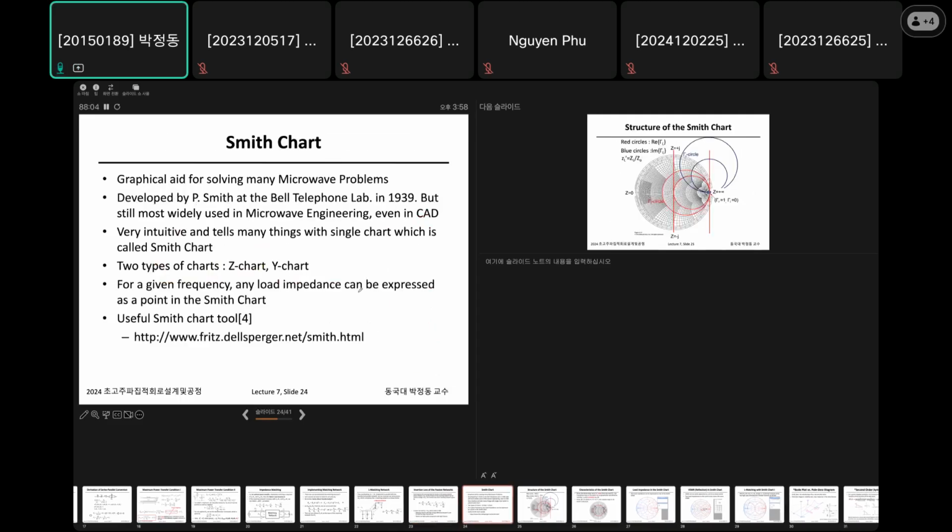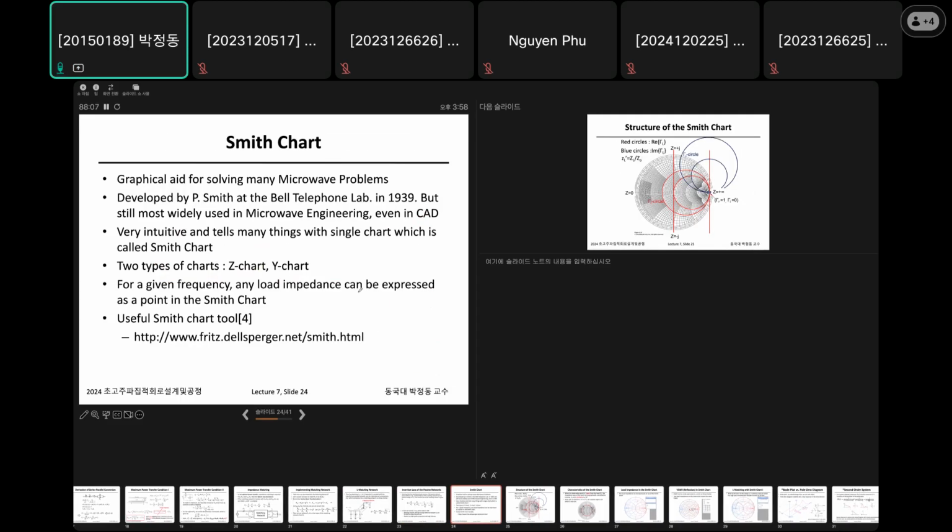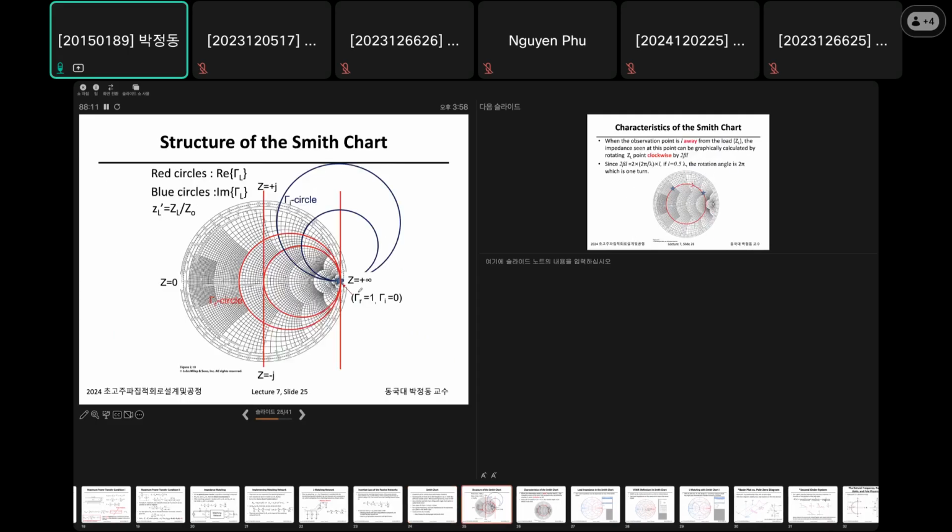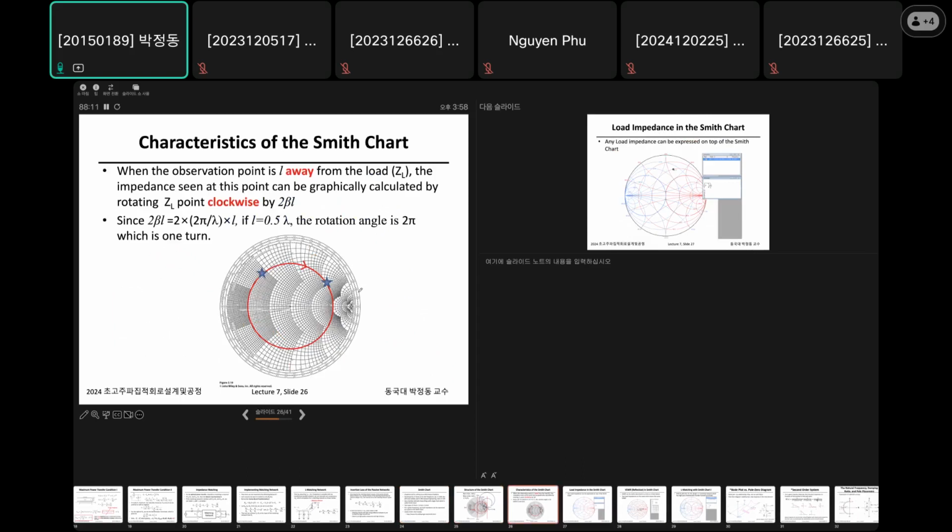Now let's talk about Smith chart. You guys are very familiar with them. So I'm gonna skip this. Okay. So as you guys understand, right?